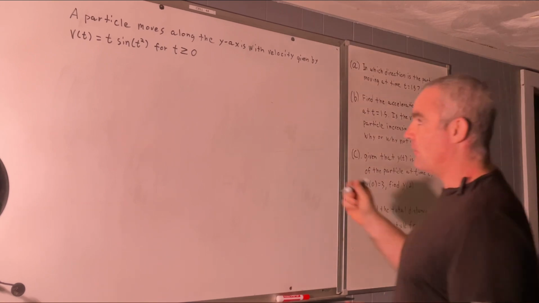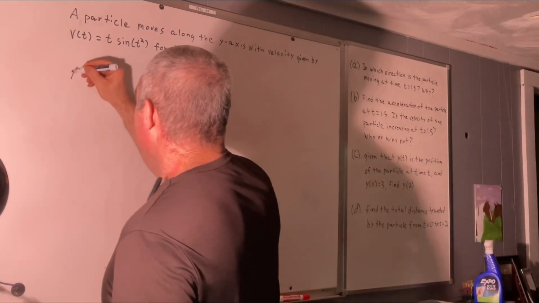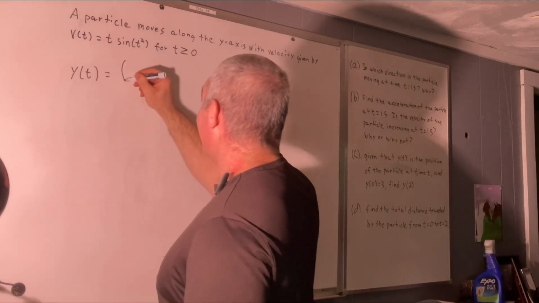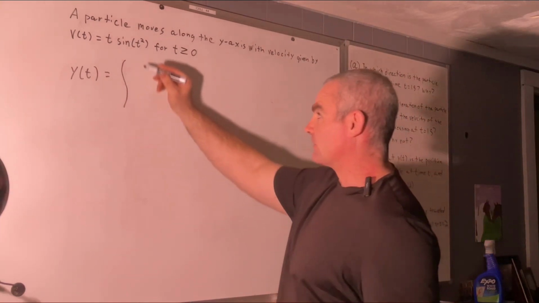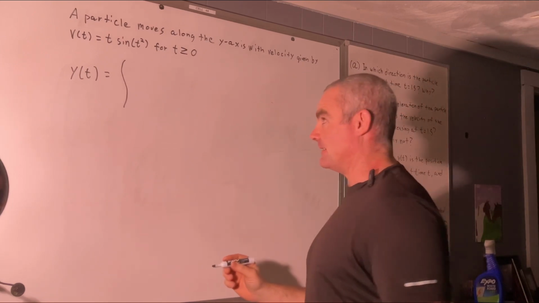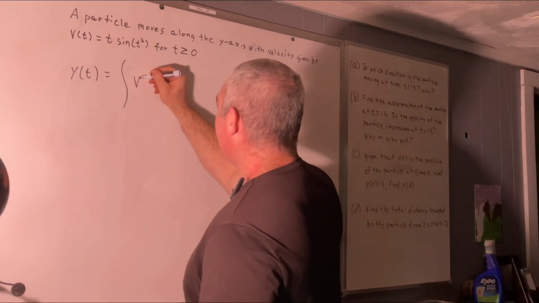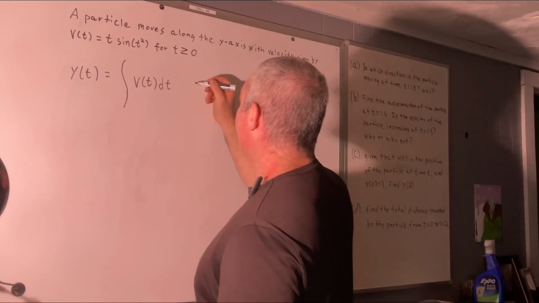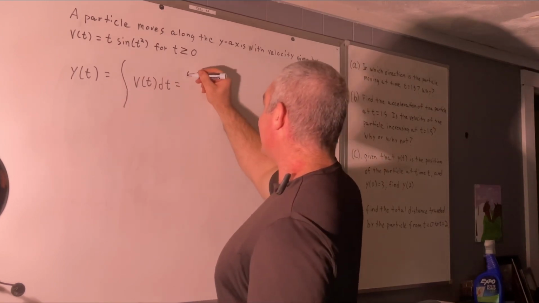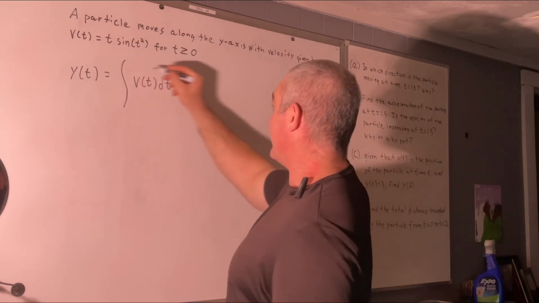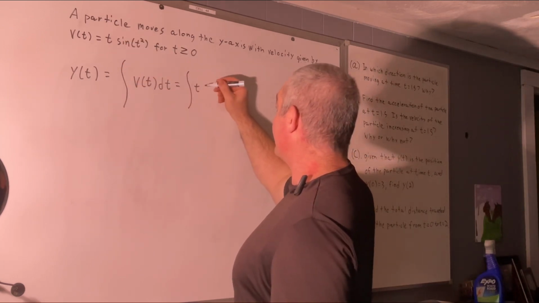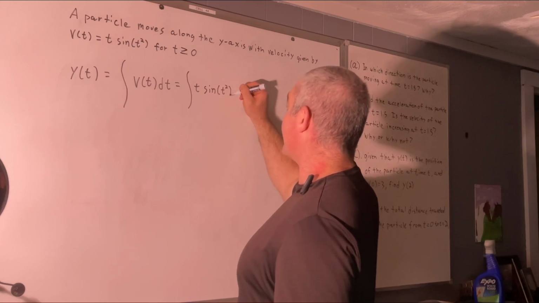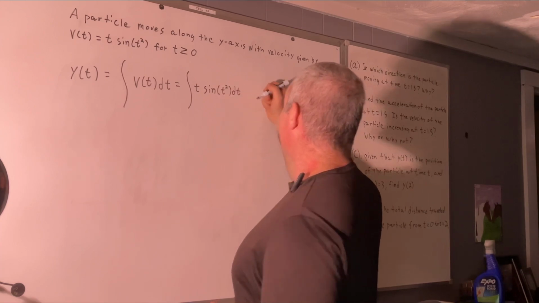Okay, so y of t is the antiderivative represented by that integral sign. This is an indefinite integral of v of t dt. And that is equal to the indefinite integral of this, which is t times sine of t squared dt.